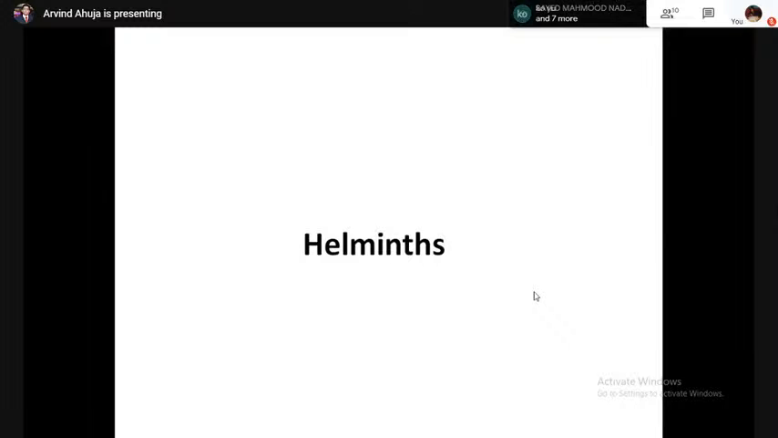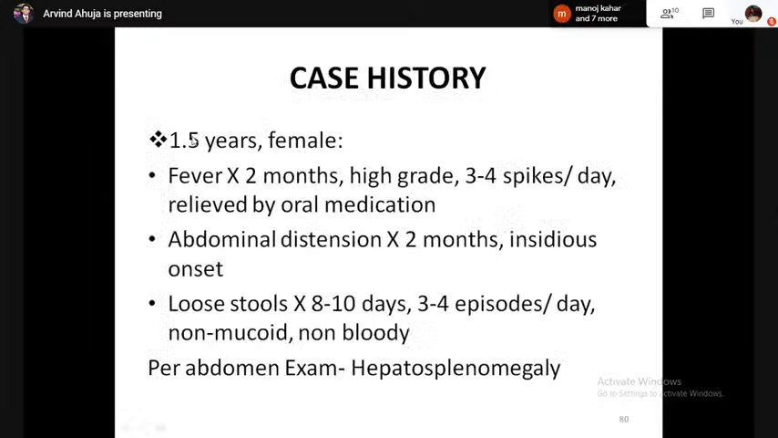Now coming to the helminths. Helminths can also infect the liver like other infectious diseases. This was a case shared by a colleague. It was a 1.5-year-old female who presented with fever for 2 months. The fever was high grade and associated with abdominal distension and loose stools, and on abdominal examination, the patient had hepatosplenomegaly.